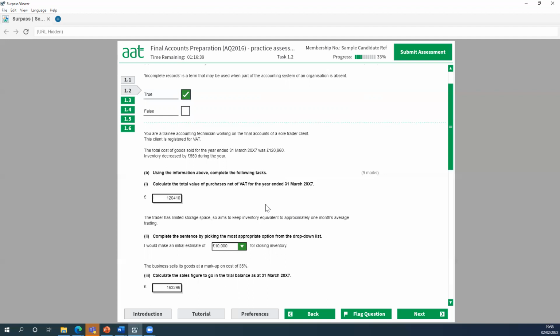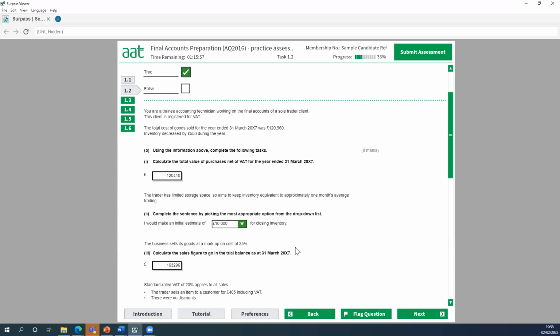So the best thing to do really is just divide that by 12, okay? We said that they keep inventory of approximately 1 month's average. So that's for the full 12 months. 120,410 divided by 12 is just short of £10,000, minus 550, I suppose, if that's really new. So you're talking here of £10,000. The other ones are well off, aren't they? So definitely not 500. So if £120,000 is your purchases in the year, and it says up to 1 month's average trading, then it's best to just divide it by 12. And that's where the 10,000 comes in.